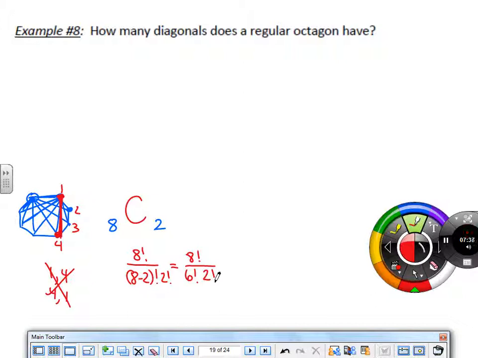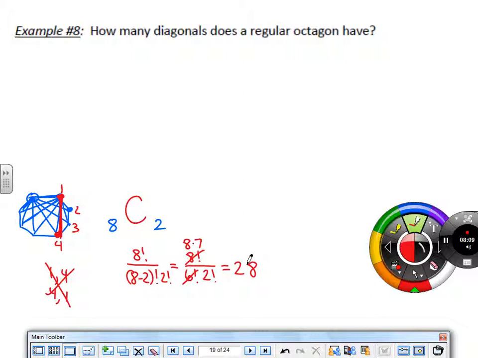But the 8 factorial and the 6 factorial, when they canceled each other out, what would be left? So 8 is bigger than 6. So 8 times 7, and then everything from 6 down would have canceled out with this, right? So this really isn't that bad. This is really 56 being divided by 2, which is 28. Now that's actually not the answer.